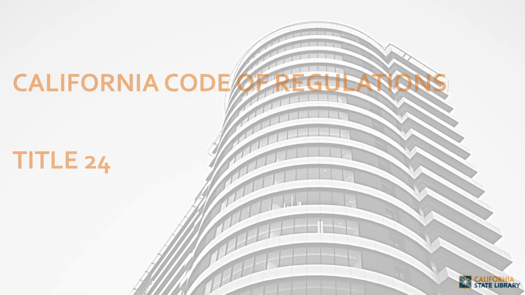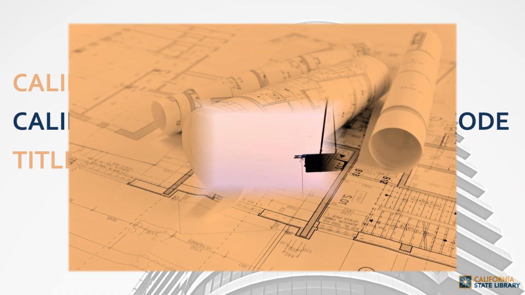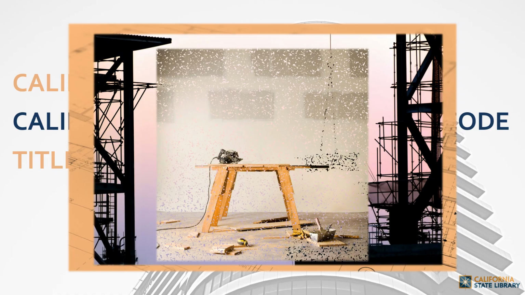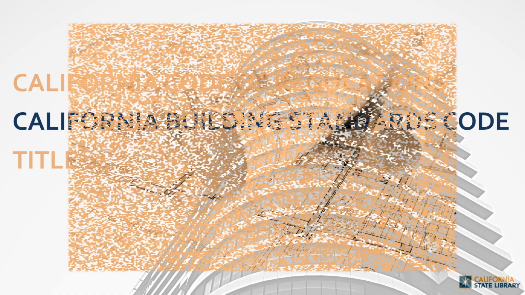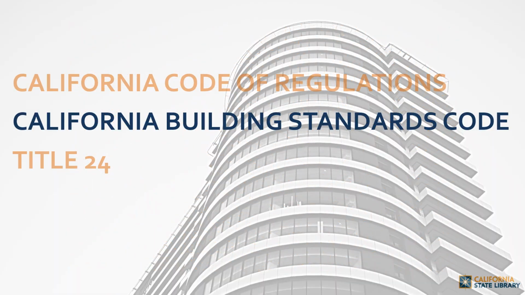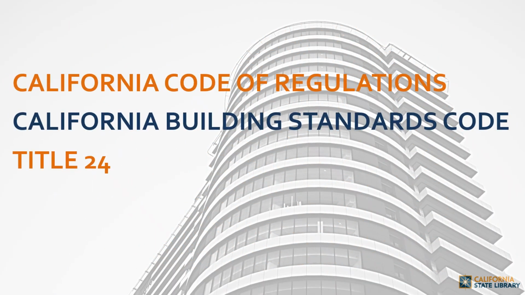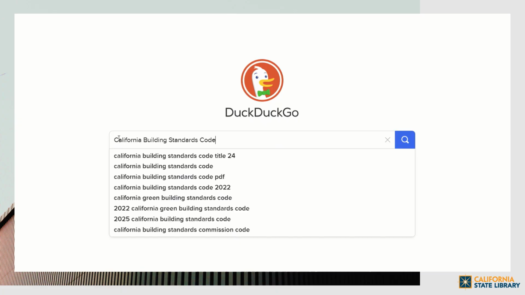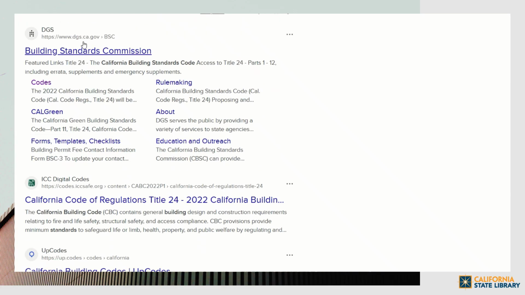The California Building Standards Codes are regulations for the design, construction, and alteration of occupancies, non-occupied structures, and even some equipment within the state. They are placed together under Title 24 in the California Code of Regulations. The Department of General Services hosts the California Building Standards Commission website with the California Building Standards Code.